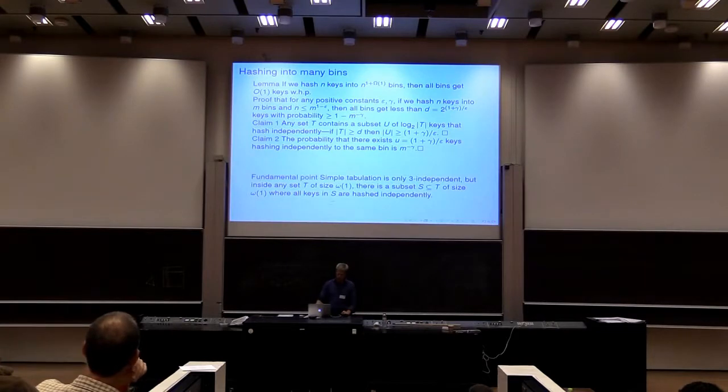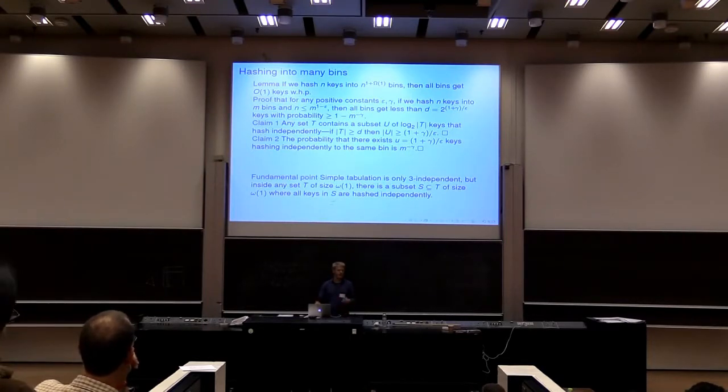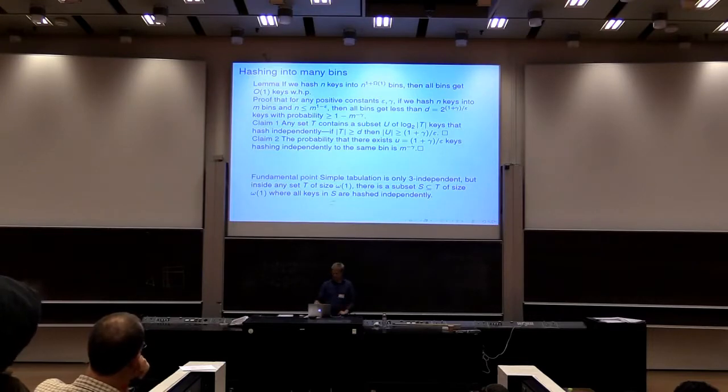Okay. So the important point here is just that simple tabulation is only 3-independent. And you can't make any claims that when you look at a small set of keys, unless it's at most 3 keys, that they all hash independently. But the point is that inside any set of super constant size, there's a subset which is also super constant size where all the keys hash totally independently. And then we can use our usual kind of analysis. And this just illustrates why simple tabulation is so powerful. That yes, from the independence perspective, it's not doing well, but there's tons of independence in it. And in fact, inside every super constant set, we can find a super constant set which hash independently.